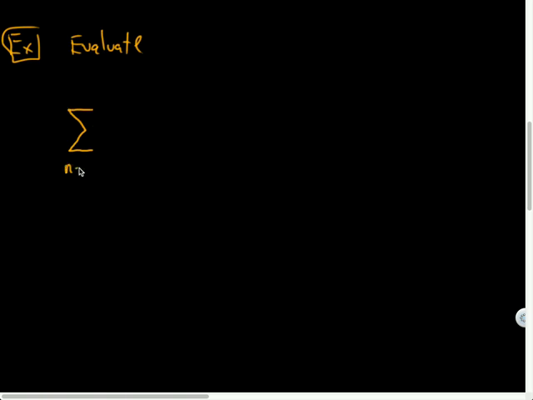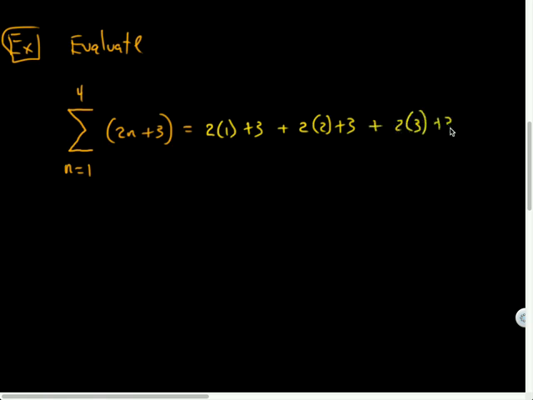So let's find the sum of n equals 1 to 4 of the formula 2n plus 3. So what does this actually mean? It means I'm figuring out what is 2 times 1 plus 3, and then I'm adding to that 2 times 2 plus 3, and I'm adding to that 2 times 3 plus 3, and then 2 times 4 plus 3.